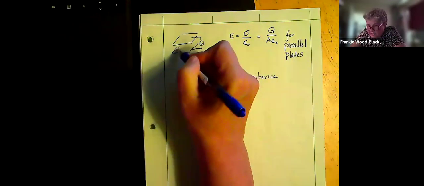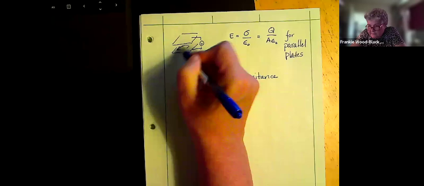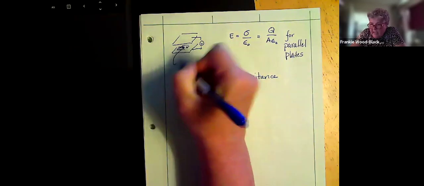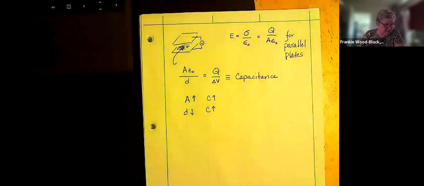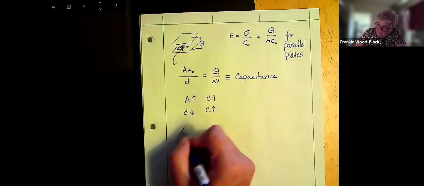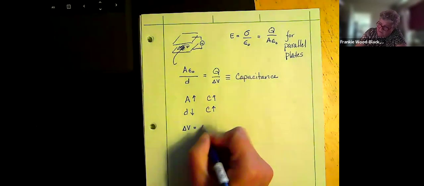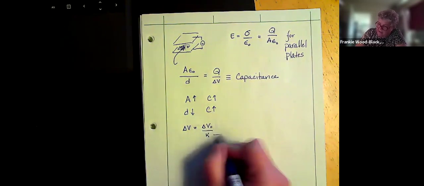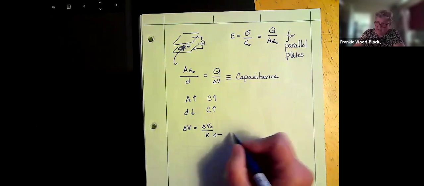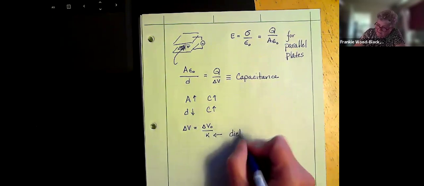Now I can put a material in here. It can be different than air. I could put a piece of plastic, I could put a piece of paper, I could put something that's non-conductive. Then I can look at my change in potential, which is going to equal the one that's in air, and then I use this little kappa, and this is what we call the dielectric constant.